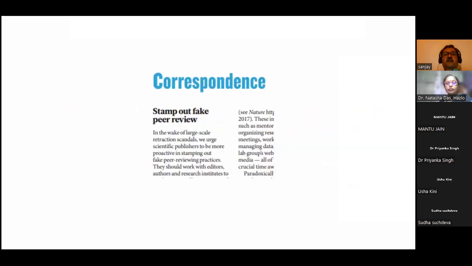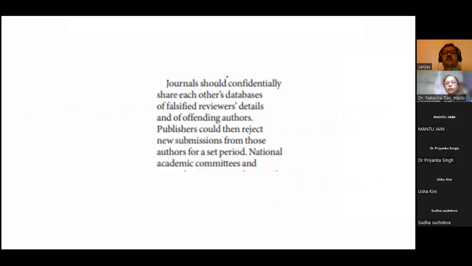For this, there was a letter in Nature saying, stamp out fake peer review, and what the authors from China state is that journals should confidentially share each other's databases of falsified reviewers' details and of offending authors. I can understand you can share databases of falsified reviewers' details. I'm not sure about the offending authors part.